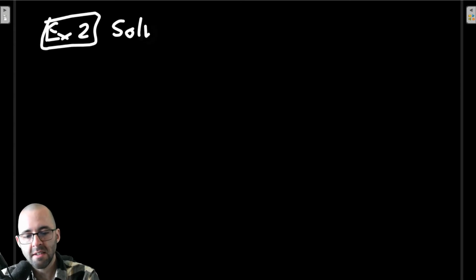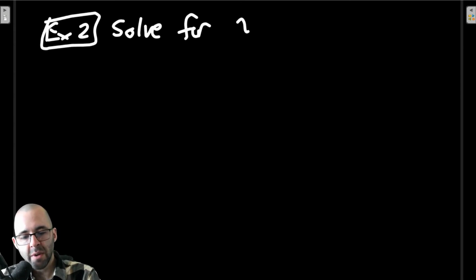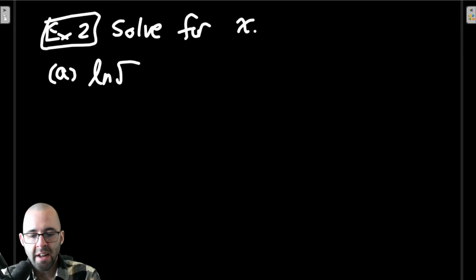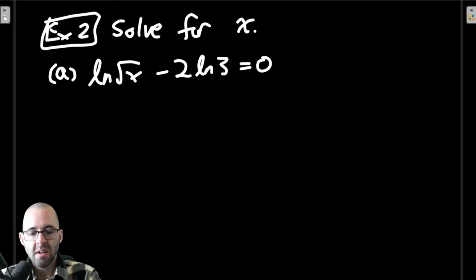Let's do example 2. Another refresher course. Solve for x. So we're going to have to use properties of logarithms here to do these solving ones. Natural log of the square root of x minus 2 natural log of 3. And there's a couple of ways of going about this. All right. Let's rewrite things a little bit.